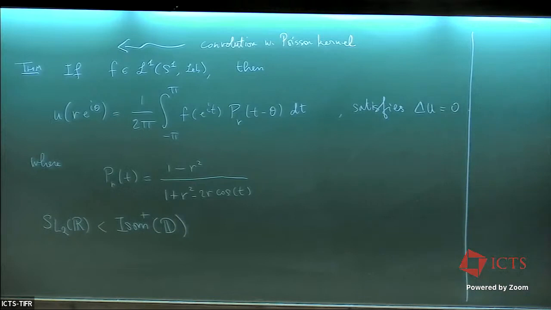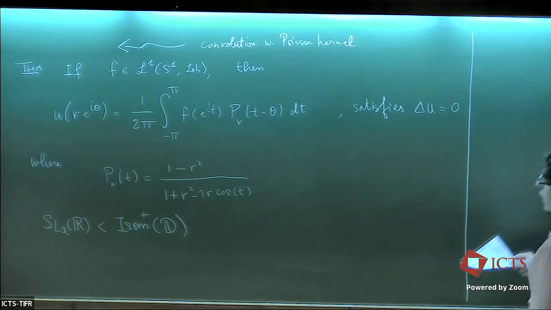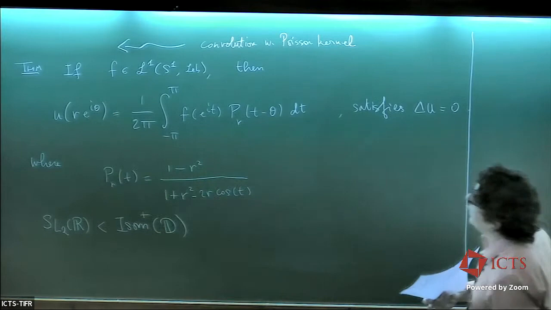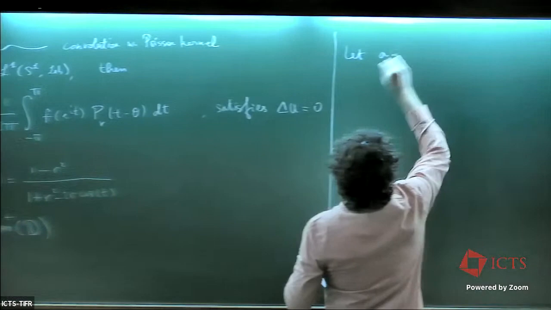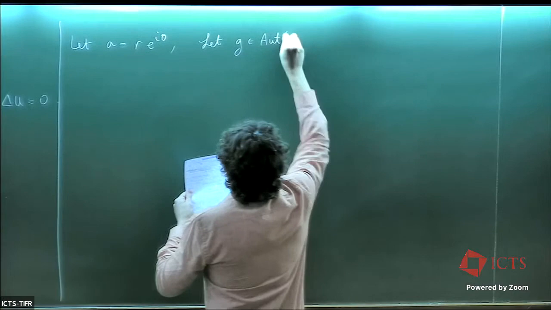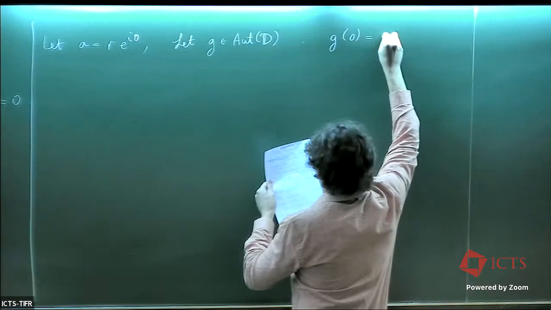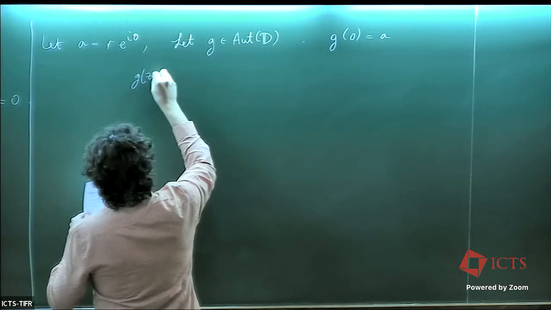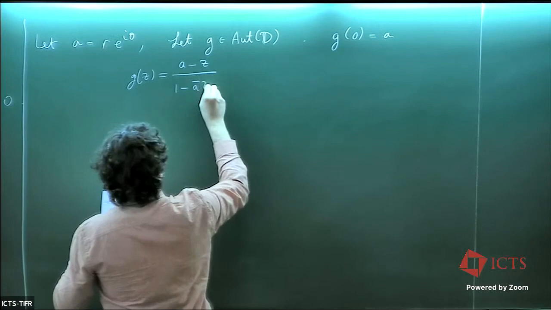So let's do this exercise. What do we want to find? We want to find the function at some point r e to the i theta. So if you write a as r e to the i theta, you pick g an automorphism of the disk such that g maps zero to a. For instance, one such thing would be g of z equals a minus z divided by 1 minus a bar z, a familiar formula.